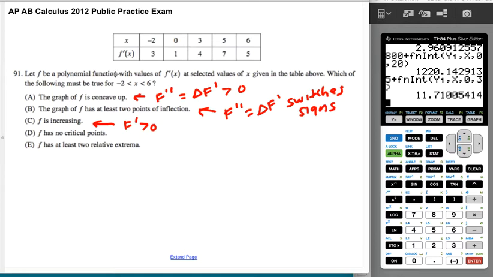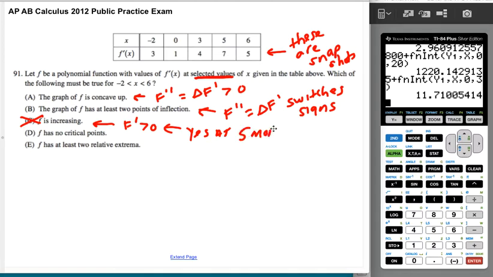But here's the trick. See how it says these are selected values? We don't know all the values, right? These are snapshots, not a video, right? We don't know what's happening here. So a statement like f is increasing, we just don't know, right? Because yes, at 1, 2, 3, 4, 5 moments, at 5 moments, this thing is in fact increasing. But there's infinite moments between them, and just like in a video versus snapshots, right? You can take pictures of something and not understand everything that's happening in the middle, right? So that one's false.